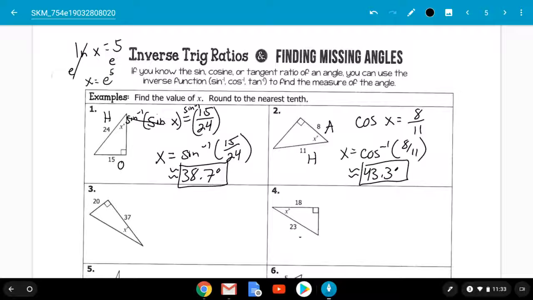And that's how you do it. You just basically do the same thing you've been doing, except you're just using a new key on the calculator. All right. If you need to, maybe try 3 and 4 for yourself and see what you get and check with your neighbor. Otherwise, you can get started on your homework.